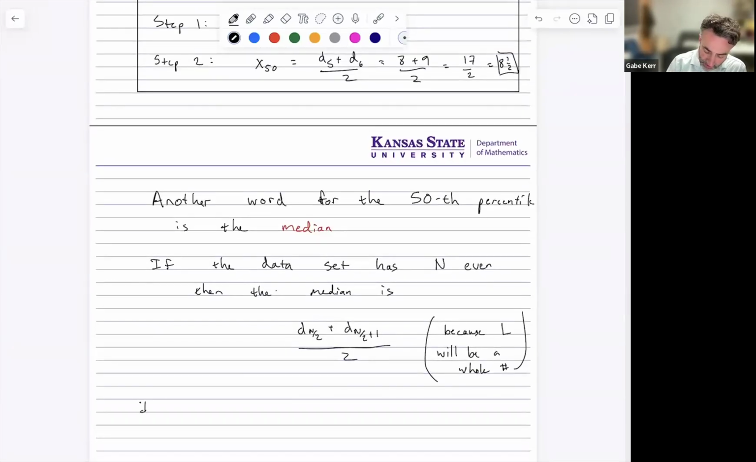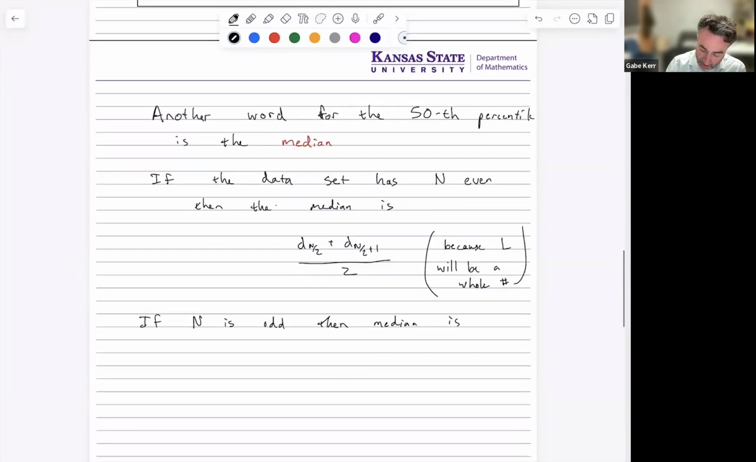So if n is odd, you just take the middle data point as your median. Then the median is simply d of n plus 1 over 2. So let's take a look at another example.